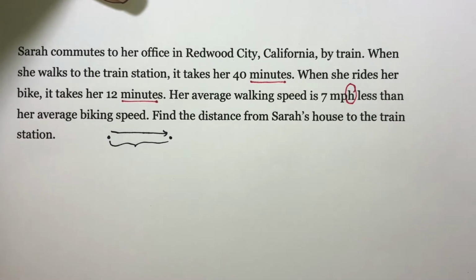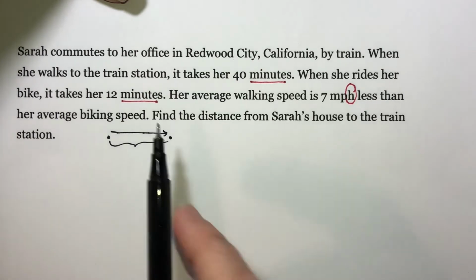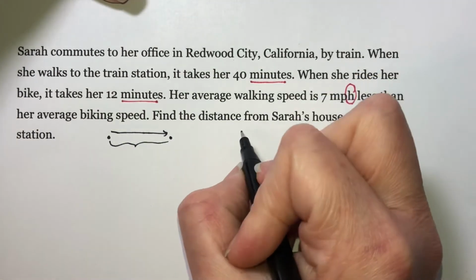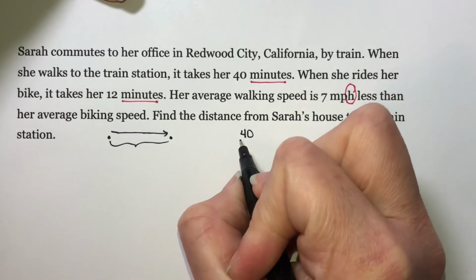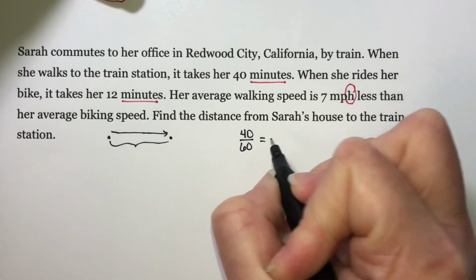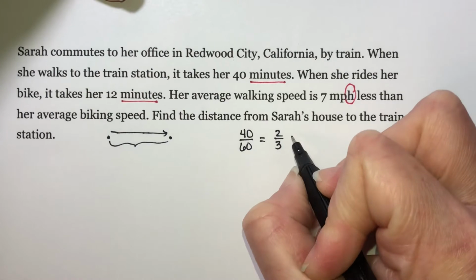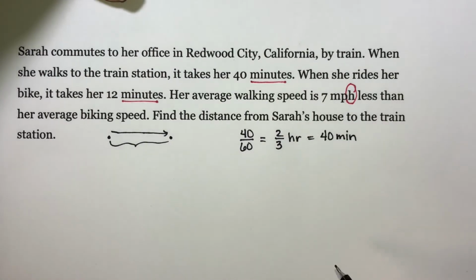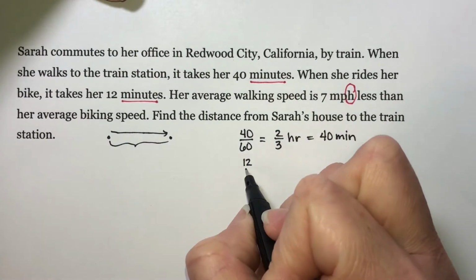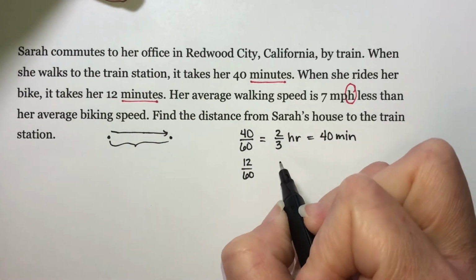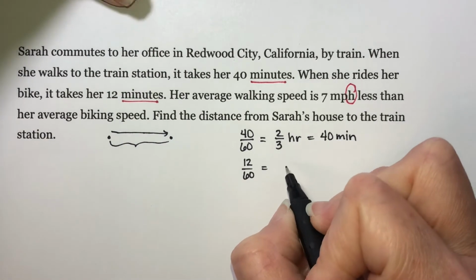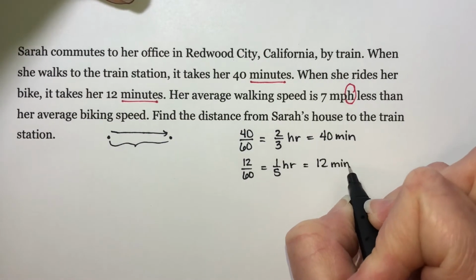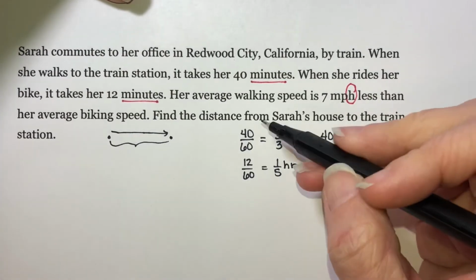We always have to make sure our units match. So before I start doing calculations, I'm going to convert these. 40 minutes, that's 40 minutes out of 60 minutes. 40 over 60 reduces to 2/3. So 2/3 of an hour is 40 minutes. Okay, 12 minutes out of 60 minutes reduces to 1/5. So 1/5 of an hour is 12 minutes. So when I do my calculations, I'm going to need to use the fractions.